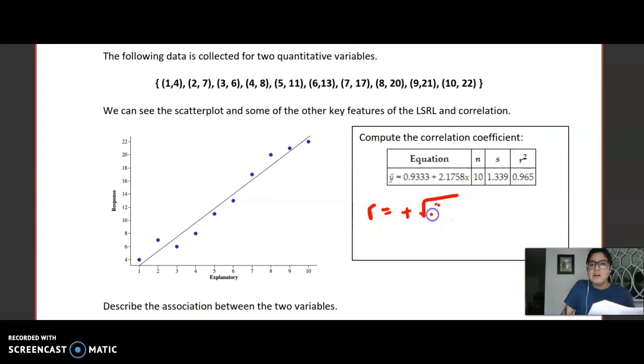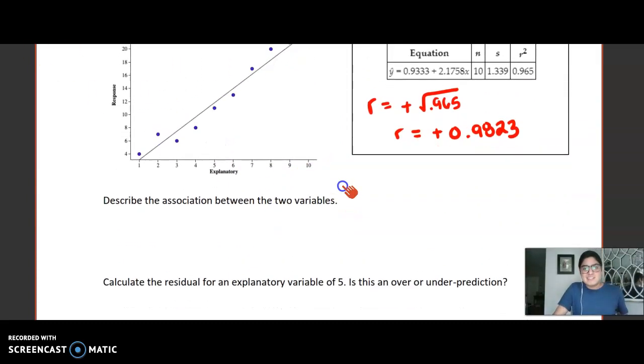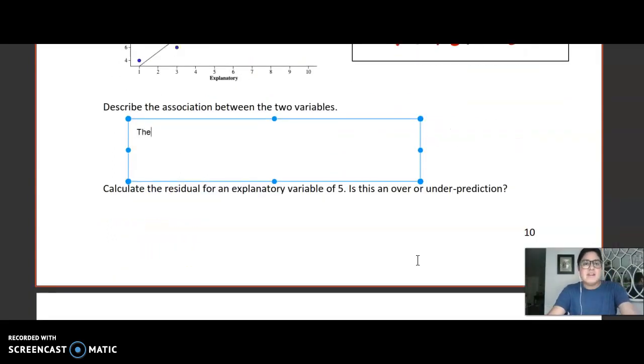And I need to take the square root of 0.965. So my correlation coefficient is going to be about positive 0.9823. So that's going to be a strong and positive linear association between the two variables. And look, I'm already answering all my own questions. You just kind of get into the practice of saying them enough times. So here, there appears to be a strong, positive, and linear relationship between x and y. There appear to be no unusual points or observations yet.